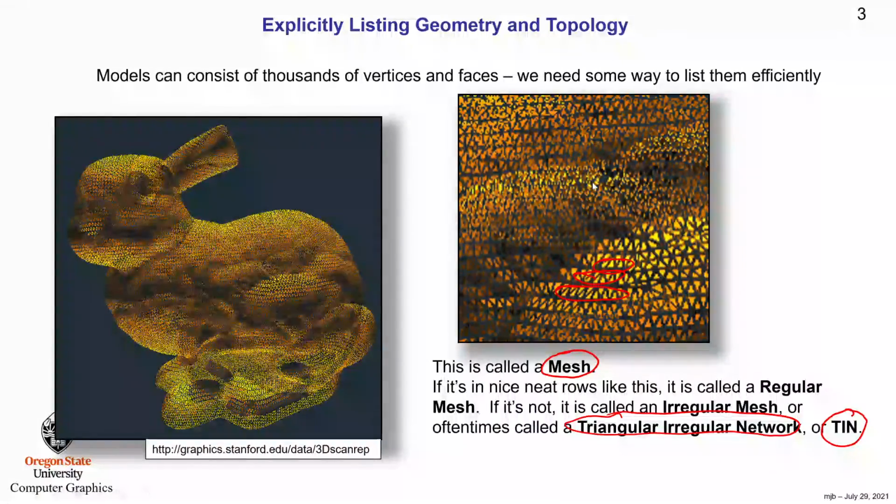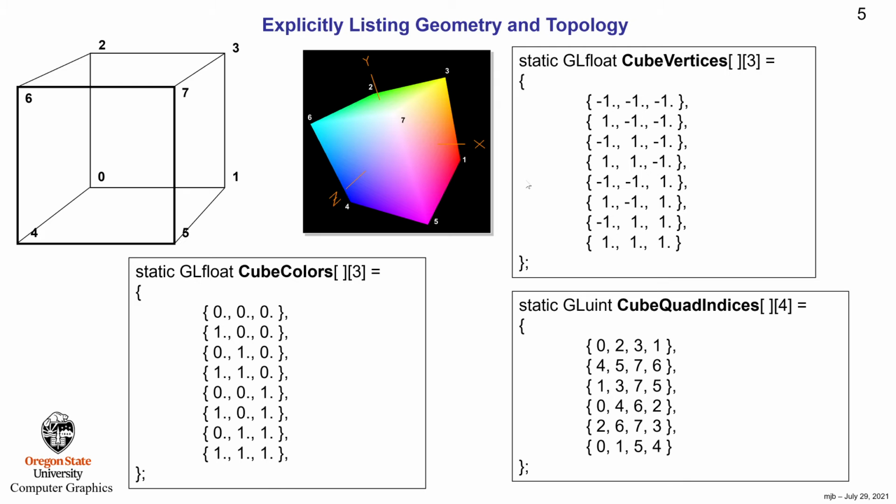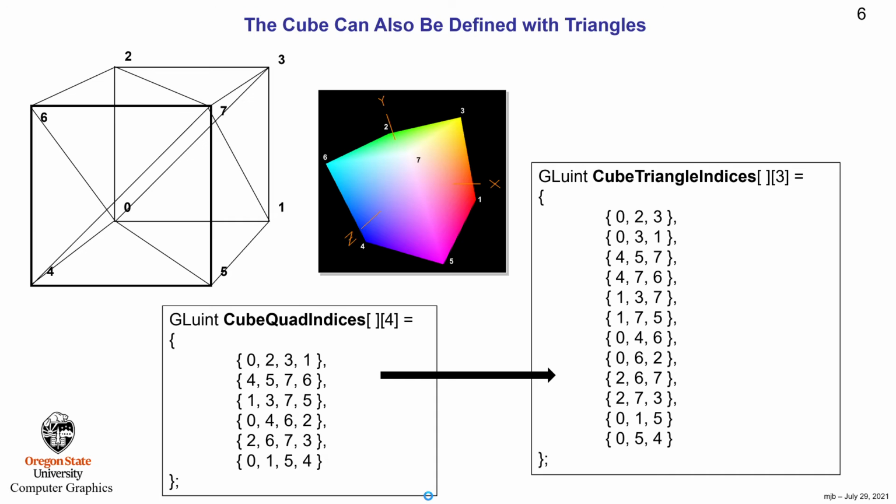And so we come back to our cube example, the same thing we talked about when we did vertex buffer objects. It's tables: tables of vertices, tables of indices, tables of color, and could also have tables of surface normals or texture S and T coordinates. It's whatever you need. But you explicitly list the geometry and topology. With triangles, instead of quad indices, we're going to do triangle indices, and there's more of them, but there's only 3 per triangle.